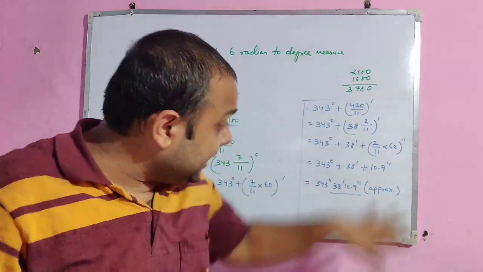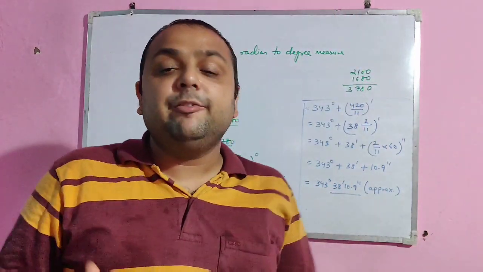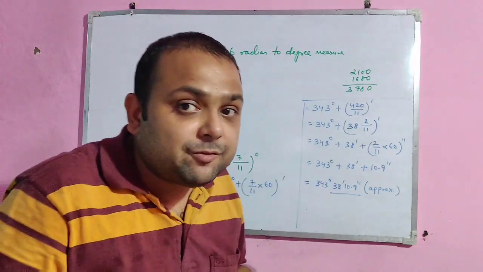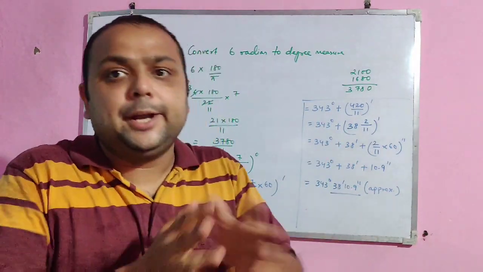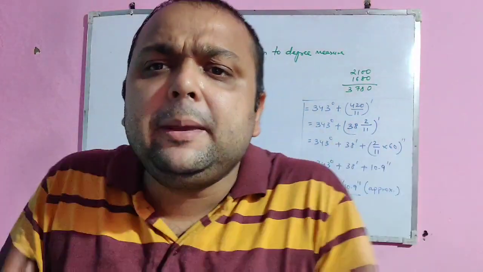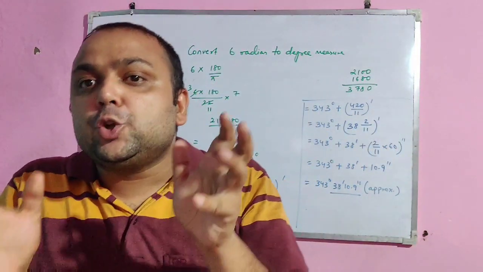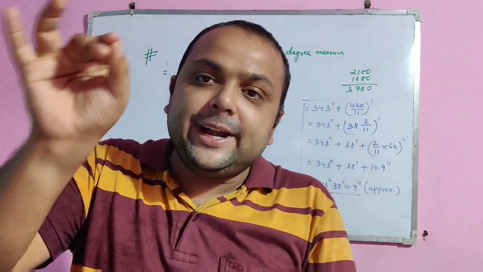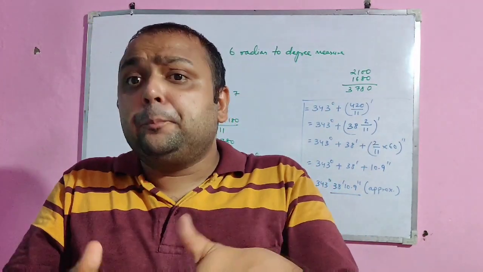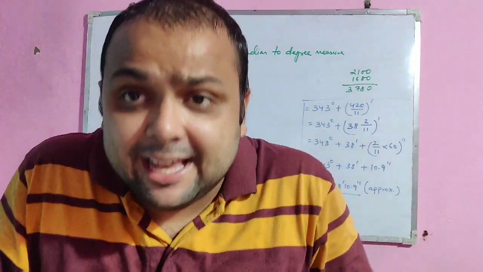So in that way we can calculate the final answer, which must be in approximation. It should never be in proper form, or maybe proper also depending on the question. But the way is that you should multiply by 180 by pi, then put the value of pi as 22 upon 7.